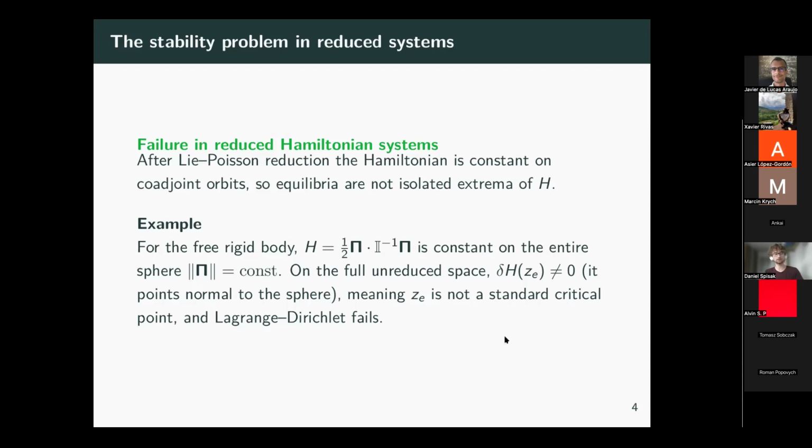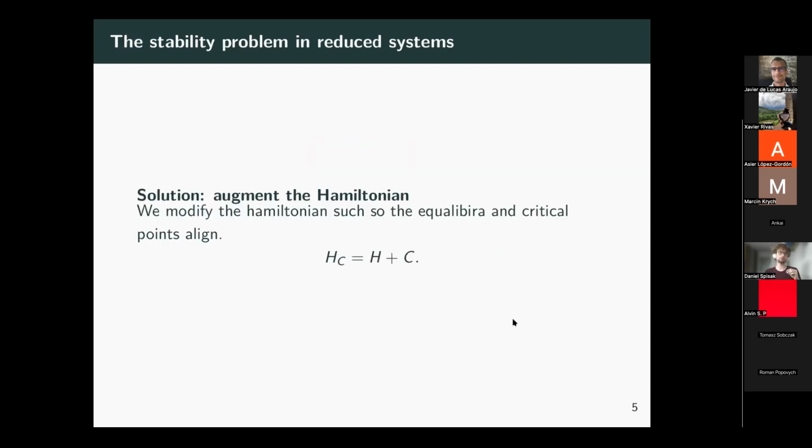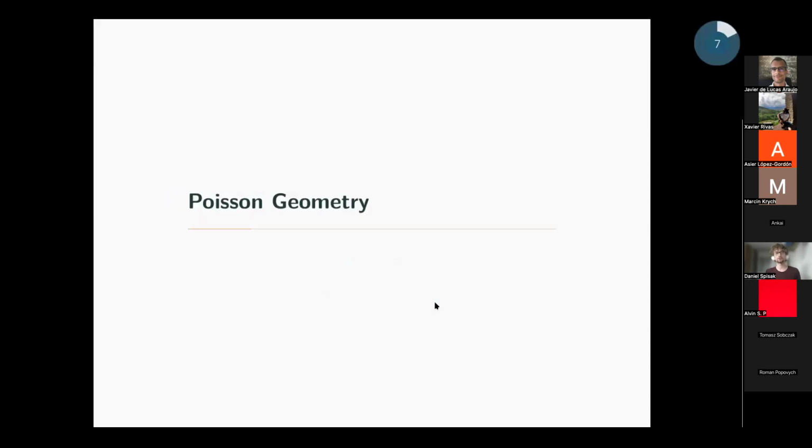I will also discuss stability modulo symmetries in systems with symmetry and why the Energy-Casimir method is very good at it. So the solution is to modify the Hamiltonian, adding something so that the critical points and equilibria align. And we want to add something that does not change the dynamics of the system. We will be using the Poisson geometric structure. Explicitly, we'll use Casimirs.